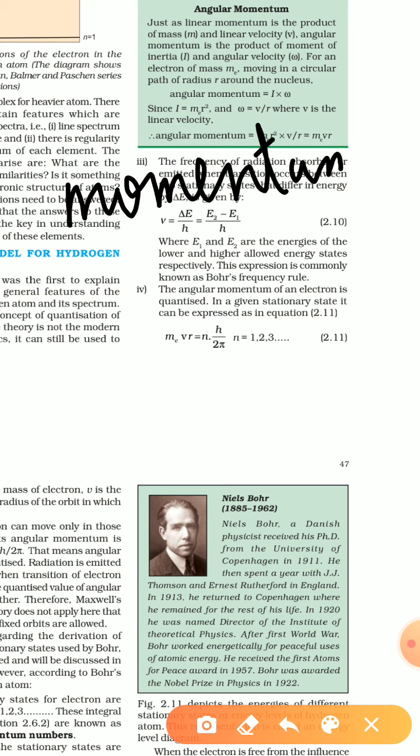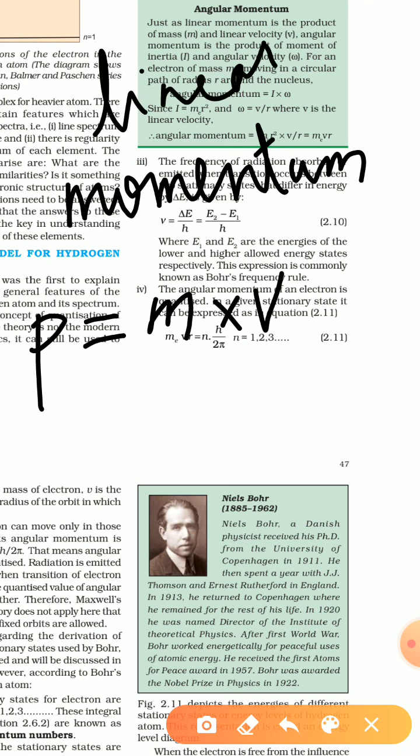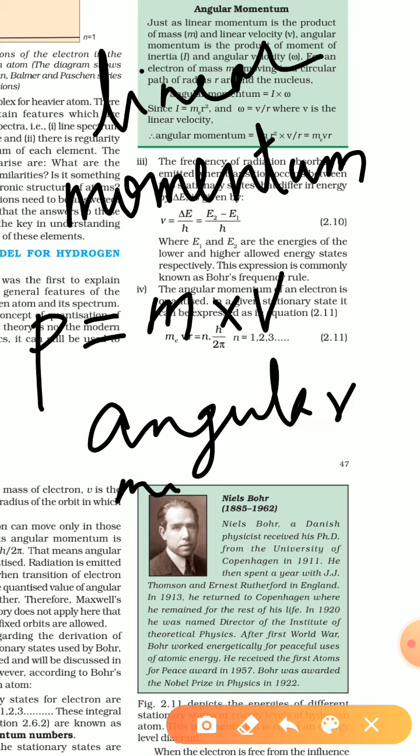Momentum, I believe that you have studied in your 9th standard. Momentum is the product of mass and velocity of an object. That is momentum, or you can say linear momentum. But angular momentum is something opposite to it.